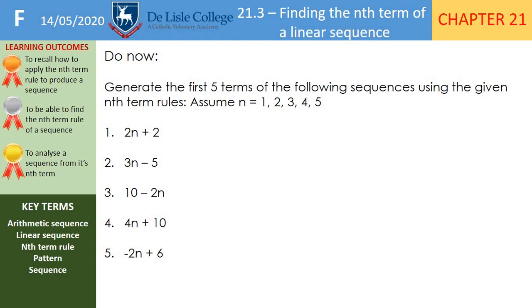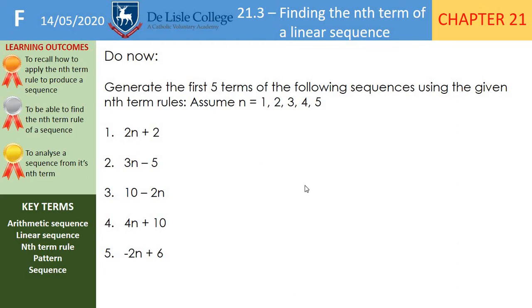Today we're looking at finding the nth term rule of a linear sequence. What we've done so far is what the do now task is, which is applying the rule to make a sequence. So we'll do a bit more practice of that, and then we'll look at how we find the nth term rule when given the sequence. So if you could please just write the date and the title, pause the video and have a go at this do now task, that'd be brilliant, thank you.